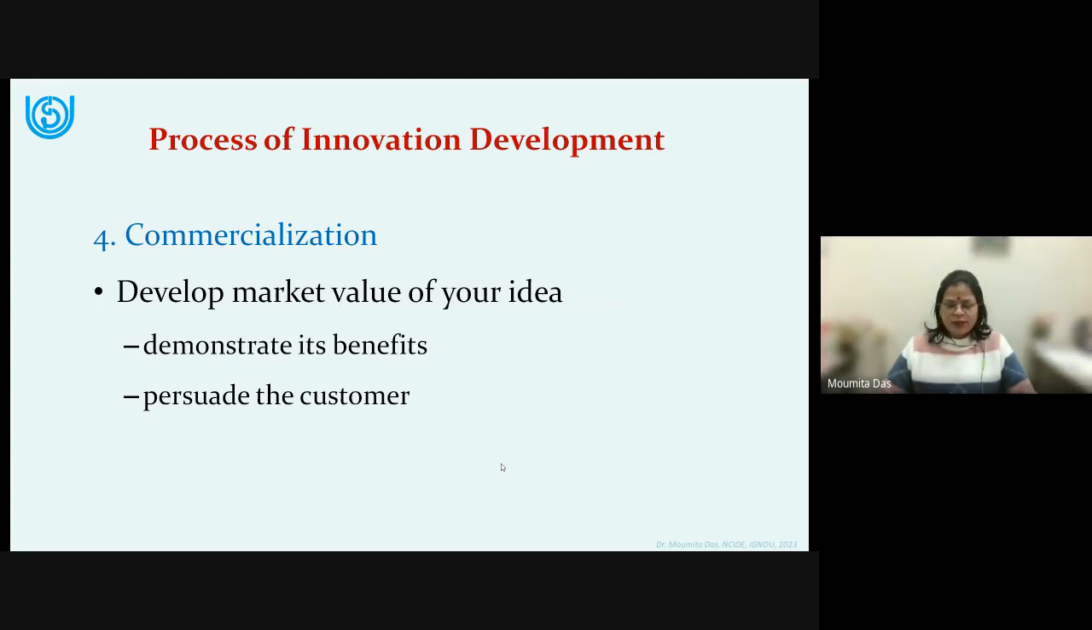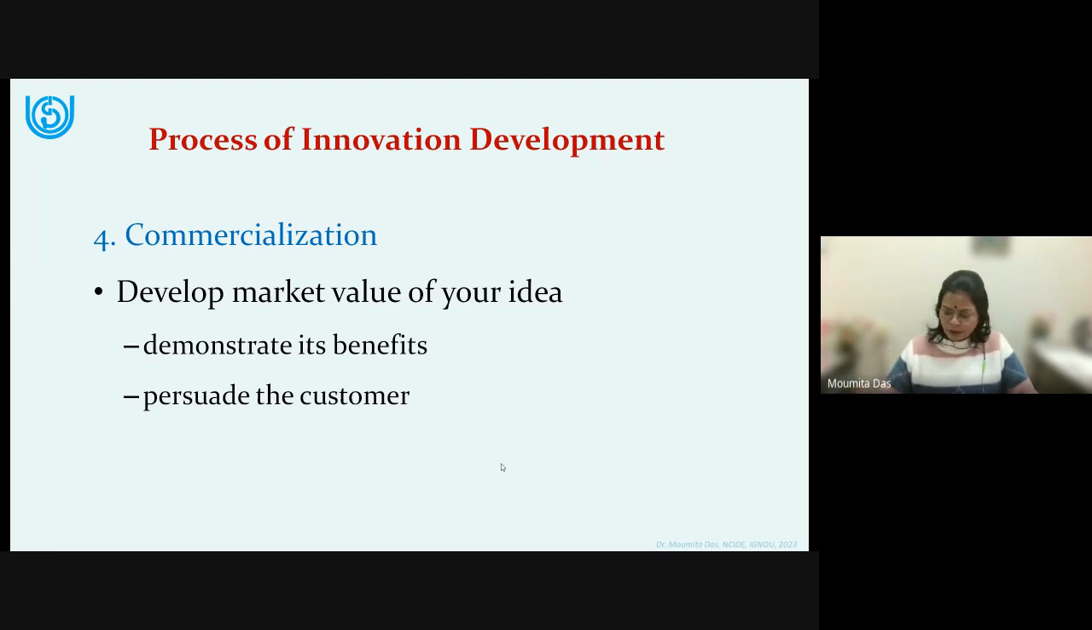So what does commercialization mean? Commercialization means that you develop the market value of your idea. What value does your idea have when you take it to the market? That is commercialization. And what is it based upon? It is based upon the impact that it has on your customers.